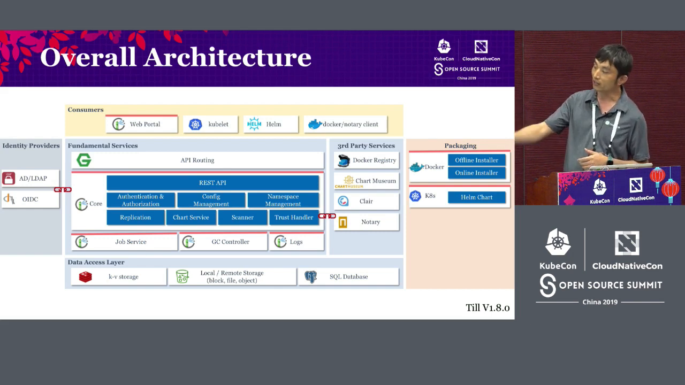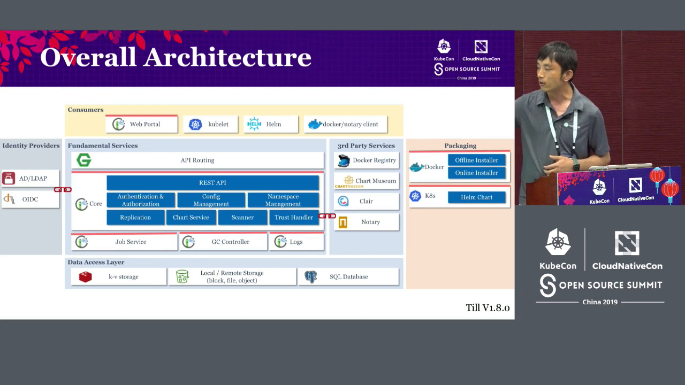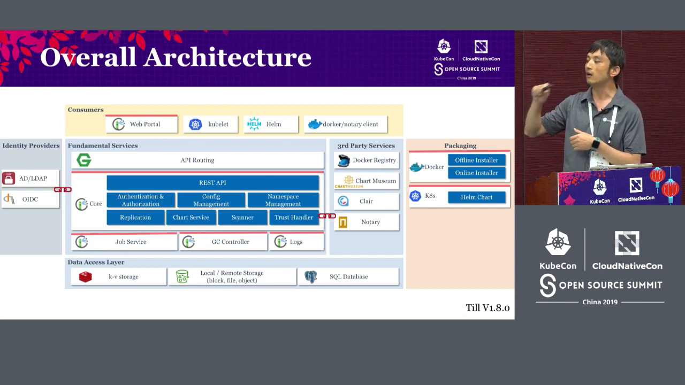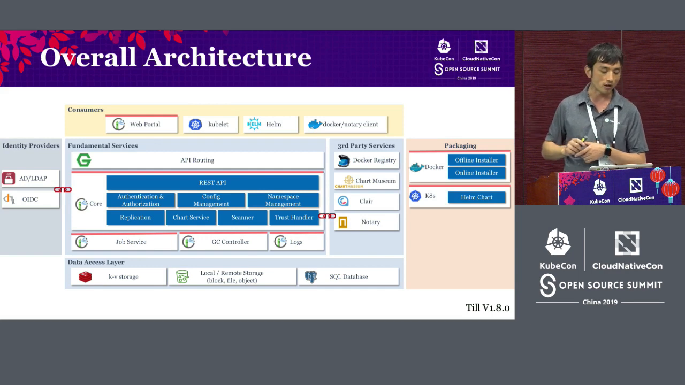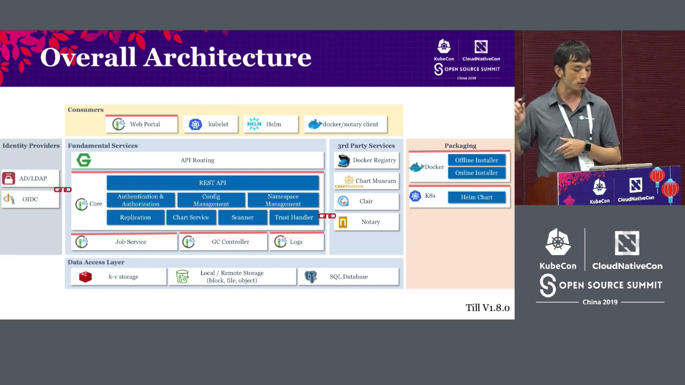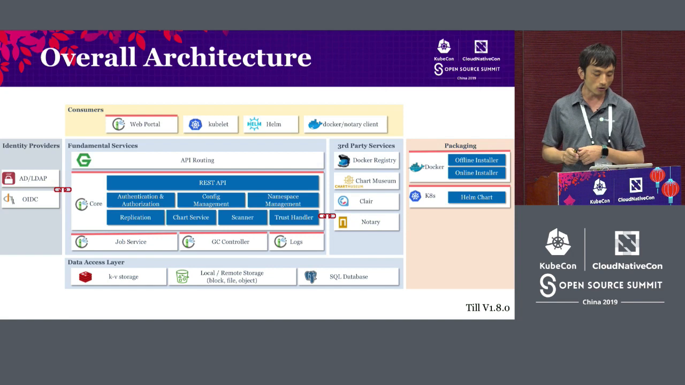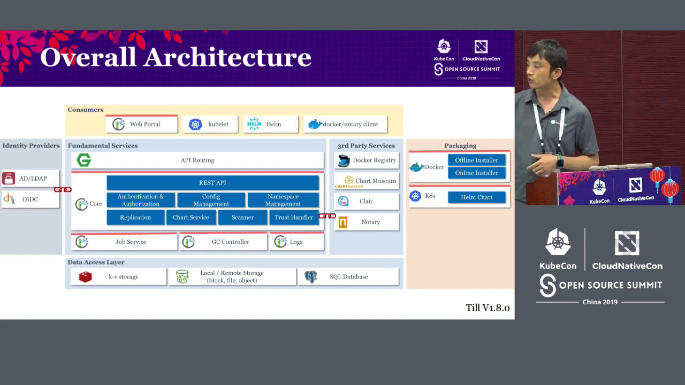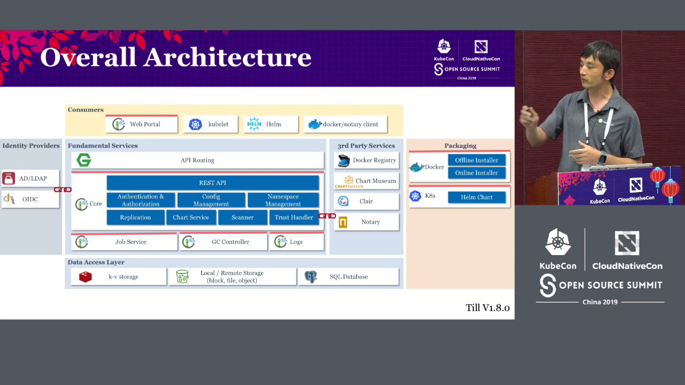We can connect with the OIDC, and we have the core configuration management. In the past, we have the admin server to cover the user setting and so on, but now in 1.8 we remove that. Now the configuration management is in the core, and then for namespace, the project management is here, and also replication, chart service, scanner, and trust handler. All of the integration stuff will be done here in the core.